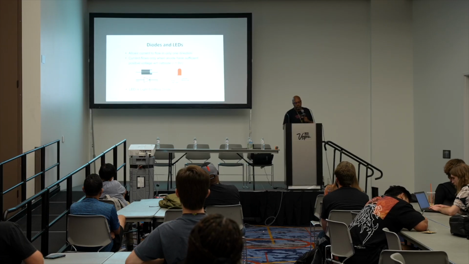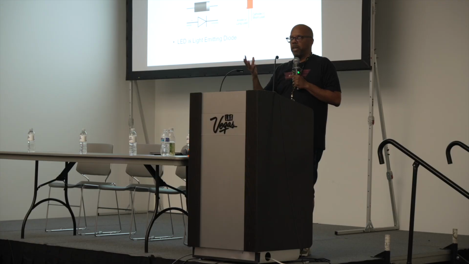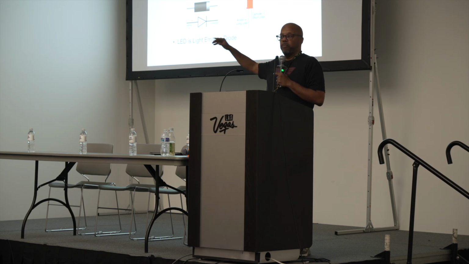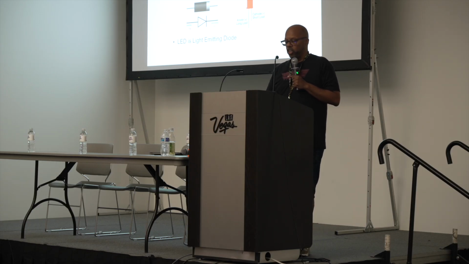You have to apply a certain amount of voltage, so the anode side has to have higher voltage than the cathode side by about 1.9 volts or something like that, and then it flows, right? Below that, it doesn't flow. And with an LED, a light emitting diode, when current flows, it lights up, okay? So all you've got to do to make an LED light up is make this 0 volts and make this 3.3 volts, or whatever you want, and then current will flow and the light will light up.